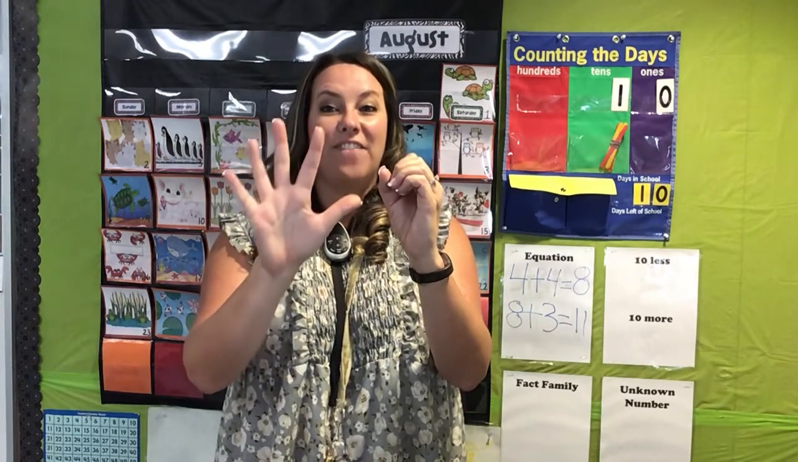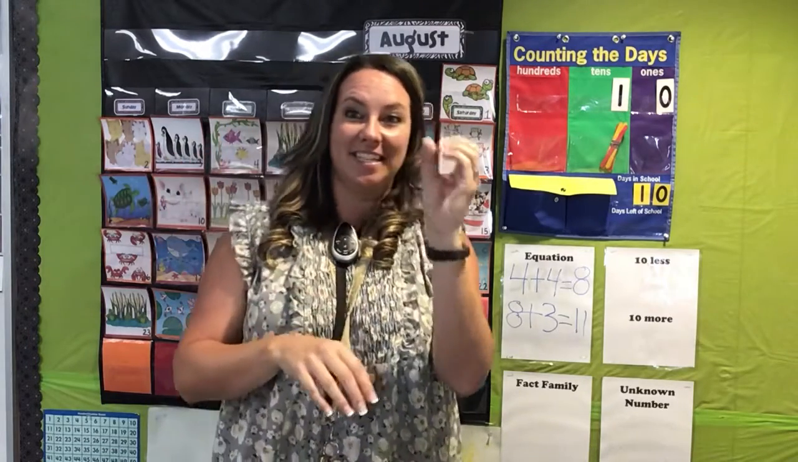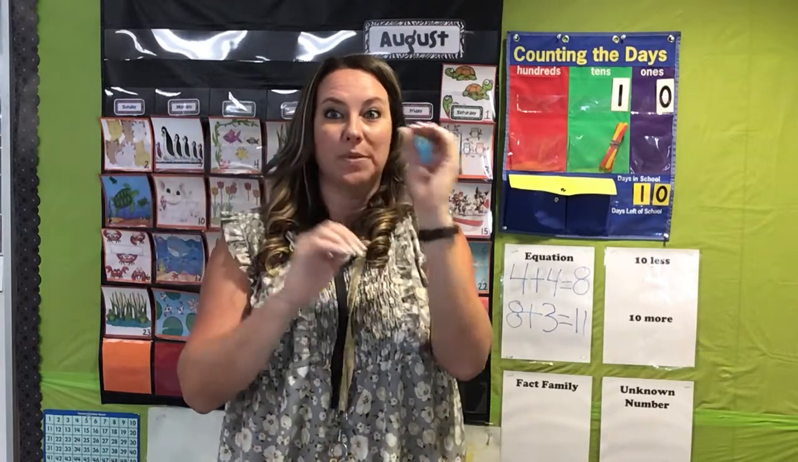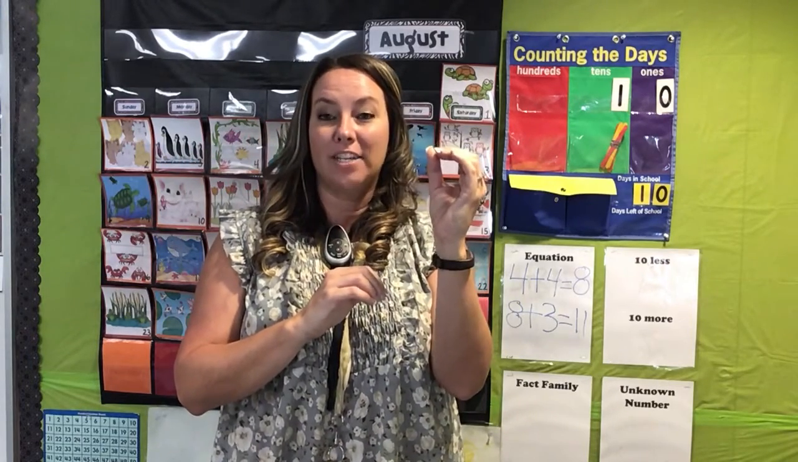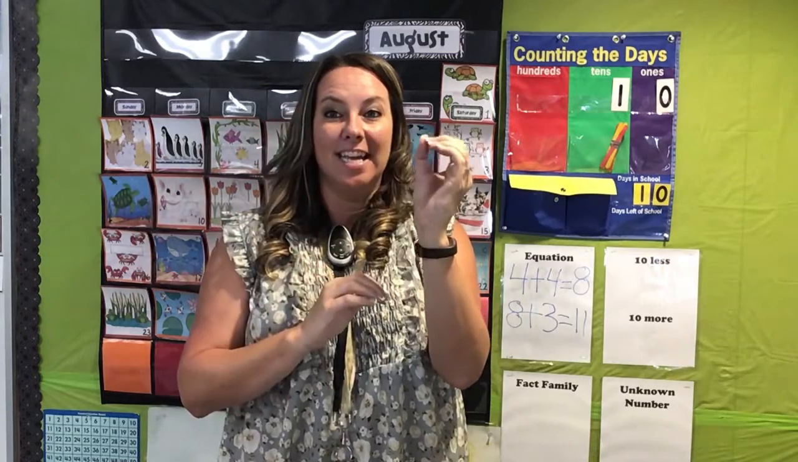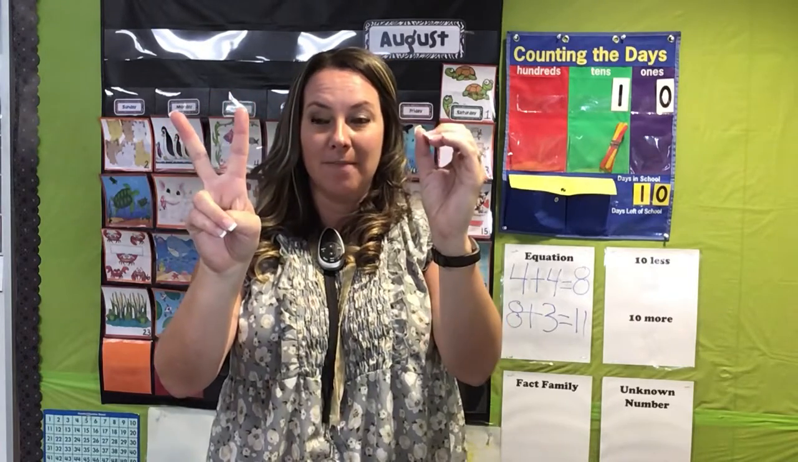Here we go. So we have 10, 20, 30, 40, 50, 60, 70, 80, 90, 100. Let's count back down. 100, 90, 80, 70, 60, 50, 40, 30, 20, 10, and 0.